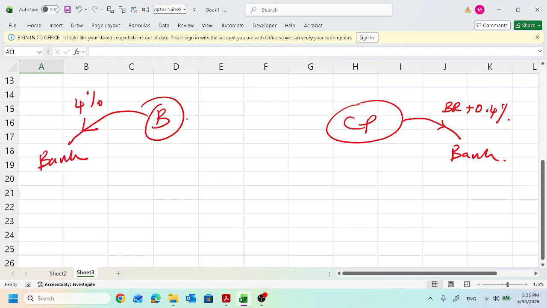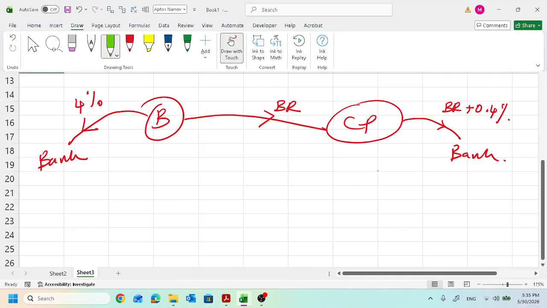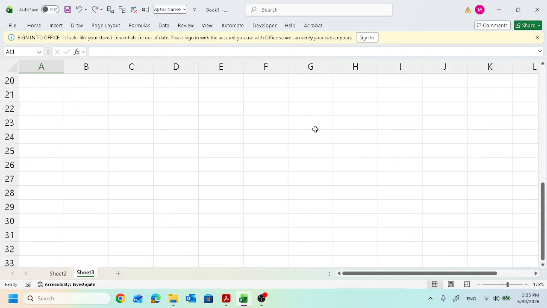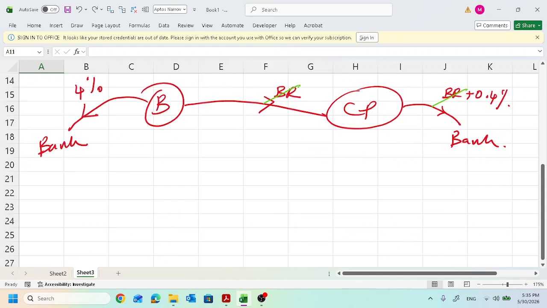Now B company will pay bank rate to counterparty, so that counterparty is released from the variable rate. Can you see? This BR they receive, this BR they pay, bank rate, it's cancelled. From counterparty's point of view, it's cancelled. Correct? First step. So now automatically the bank rate is passed on to B company. B company is the one having the variable rate.